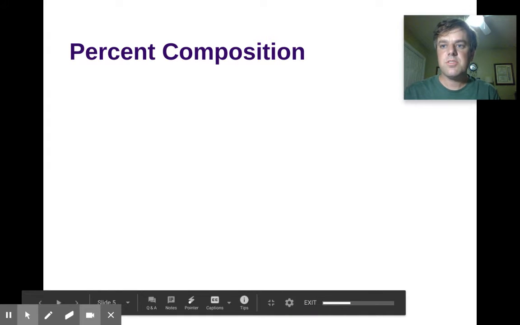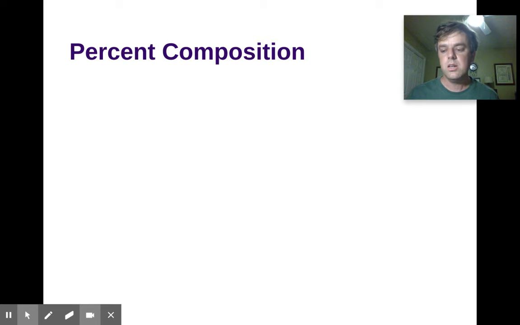Greetings, AP Chemistry students. Today we're going to learn about percent composition and empirical formulas. This is something that you should have already seen before, but I'm going to go over it with you again because for some of you it's been a while since you've had a chemistry class.